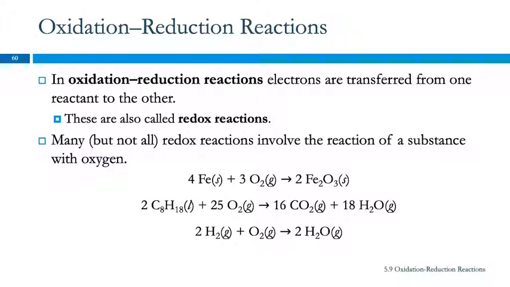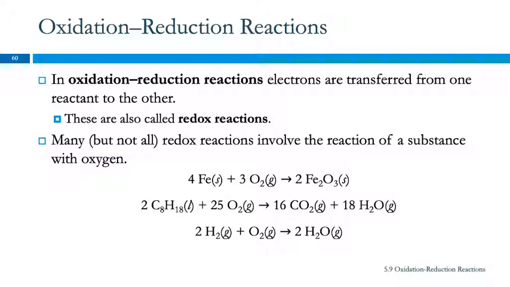So precipitation reactions, acid-base neutralization reactions, and the gas evolution reactions all involved taking the reactants apart into their ions and swapping partners and putting them back together. In an oxidation-reduction reaction, it happens a little bit differently. So here what we have is electrons being transferred from one reactant to another. So they're called oxidation-reduction reactions or redox reactions.